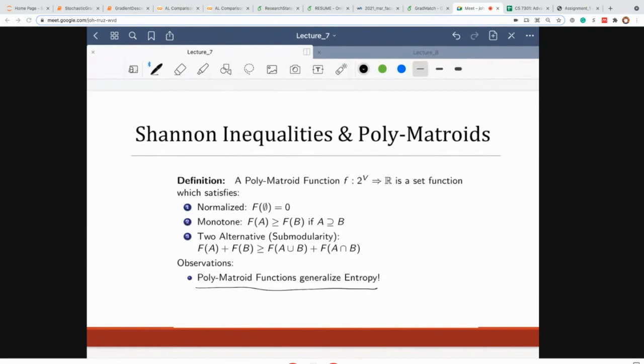And what Shannon did not know at that time is the relationship between general polymatroid functions and entropy functions. Are they equal? Or is it the case that entropy is a subset of polymatroid functions?